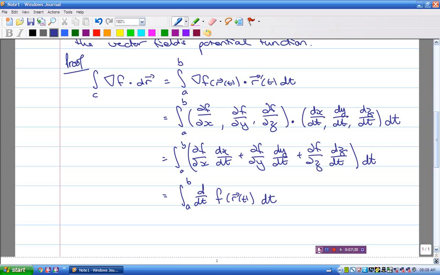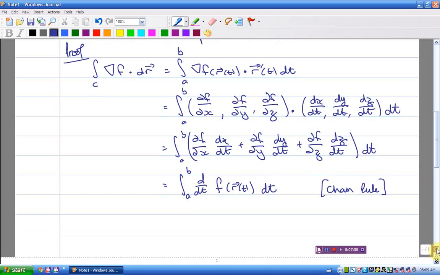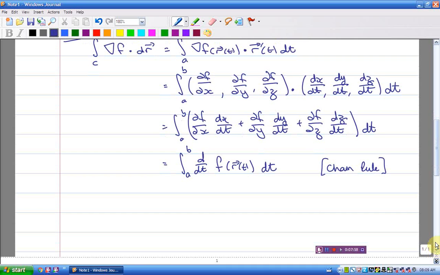Okay, and that's chain rule. Hopefully it looks familiar. So now we have an integral of a derivative. Let me just write here chain rule. You've seen integrals of derivatives before. You've seen them when you did the fundamental theorem of calculus. The integral of a derivative basically takes you back to where you began. Okay, and that's the fundamental theorem of calculus.